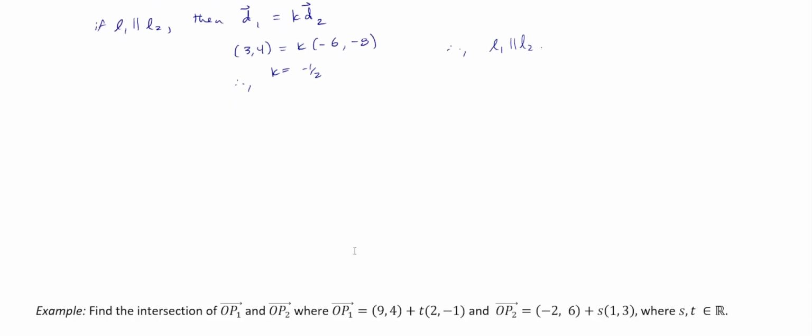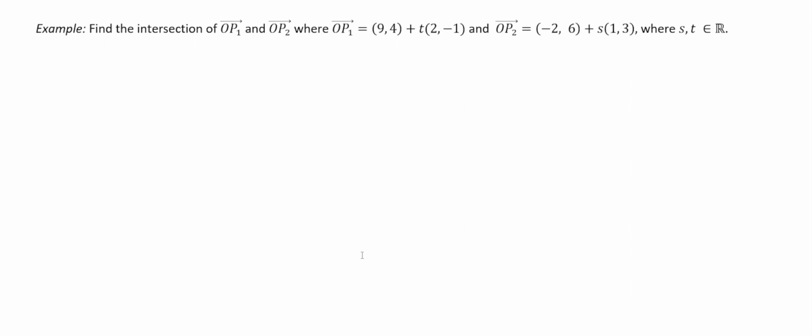Okay, moving on to the last problem right here. Find the intersection of OP1 and OP2, where OP1 is the vector equation of the first line and OP2 is the vector equation of the second line. So what I'm going to quickly do here is find the parametric equations of each of these lines. The parametric equation of line 1 is x equals 9 plus 2t, and y equals 4 minus t. And this one is x equals -2 plus s, and y equals 6 plus 3s.